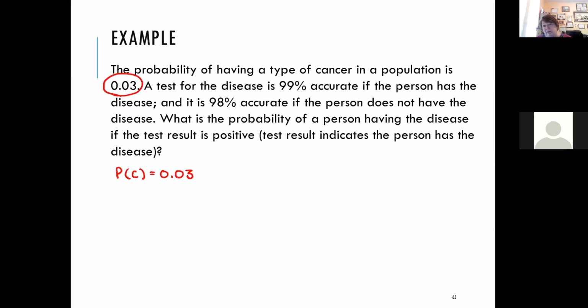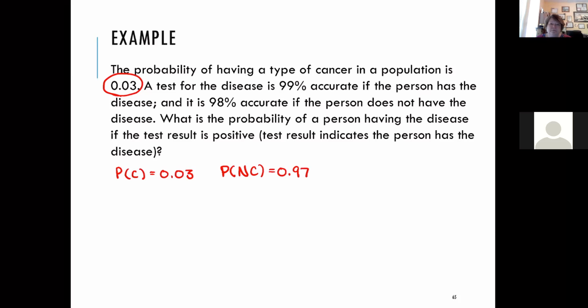Now, conversely, and I might not know this until I start writing down Bayes' theorem, I'm going to need the probability of not having cancer. If 3% of the population has this type of cancer, then 97% of us don't. So I'm going to write that as no cancer. Again, I might not know that I need this until I start writing out Bayes' theorem, but since I know I'm going to need it, I'm going to go ahead and write it out. And then what else do we see?